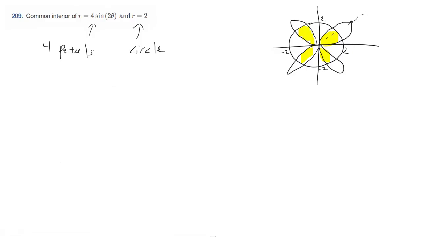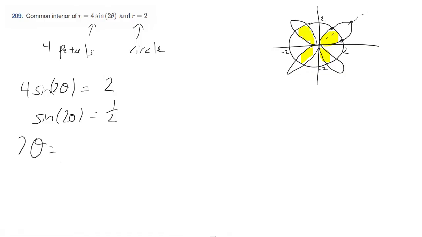So we need our points of intersection. Let me go back to the pen. We need to find what this point is right here and what this point is right here. Those will be important limits of integration. So let's set these two polar curves equal to each other. 4 sine of 2 theta is equal to 2, so sine of 2 theta is one half. So 2 theta could be pi over 6, 5 pi over 6, and so on and so forth. But when we divide by 2, we get our 2 in quadrant 1 from just these two, between 0 and 2 pi. Okay, so 5 pi over 12.